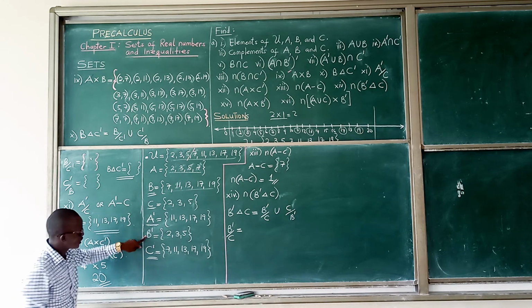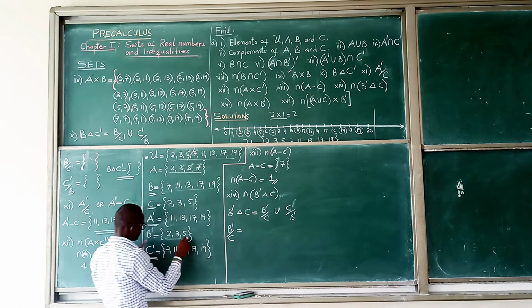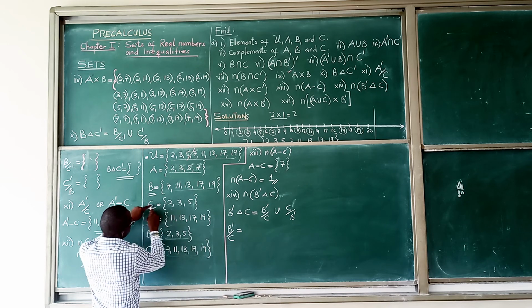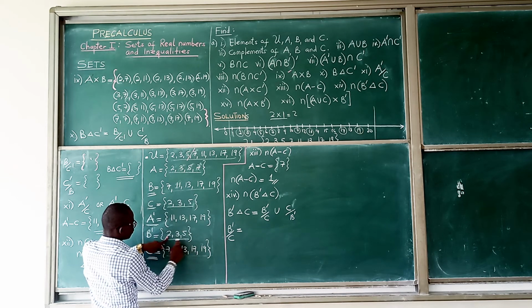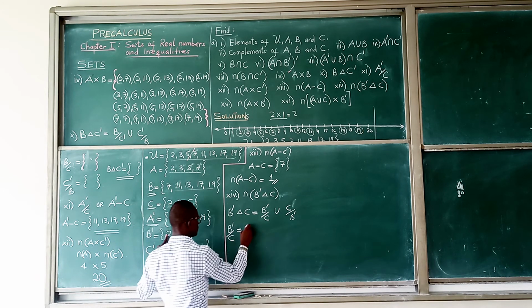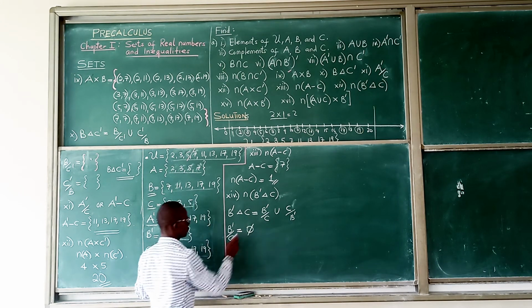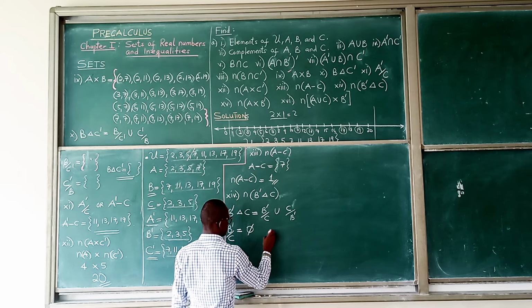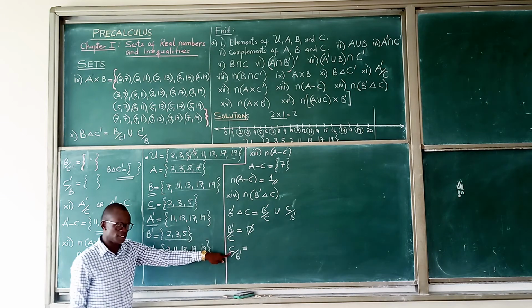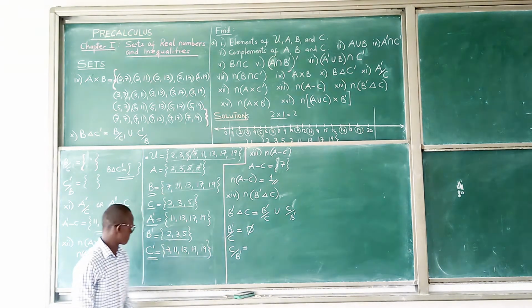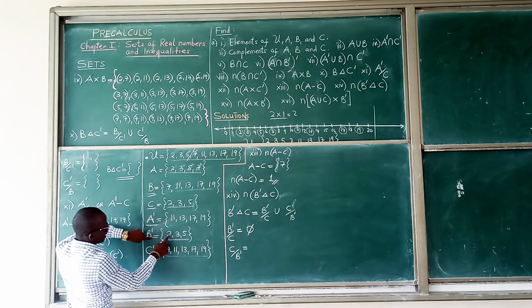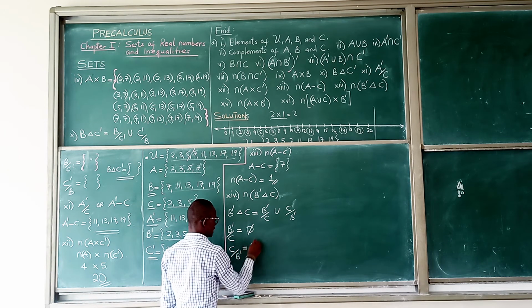This is B prime. What are the elements within B prime that are not in set C? The elements of B prime that are not in set C. This is set C, and this is set B prime. All of the elements in set B prime are also in set C. So this is just an empty set. What about C different from B prime? What are the elements in set C that are not in set B prime? In set C, we have 2, 3, and 5. In set B prime, we also have 2, 3, and 5. So this is also an empty set.